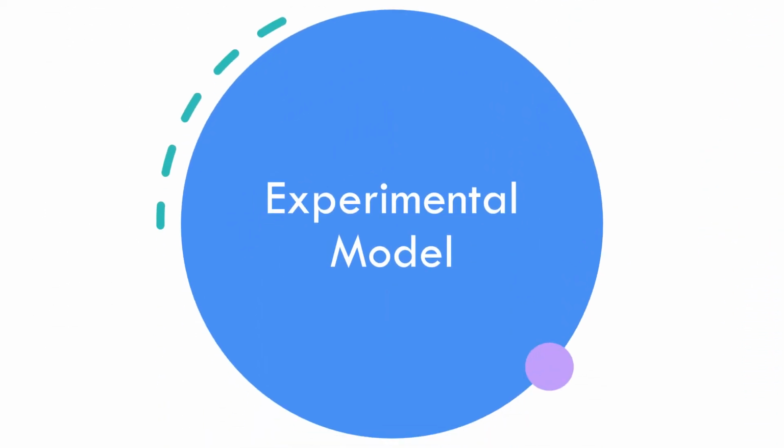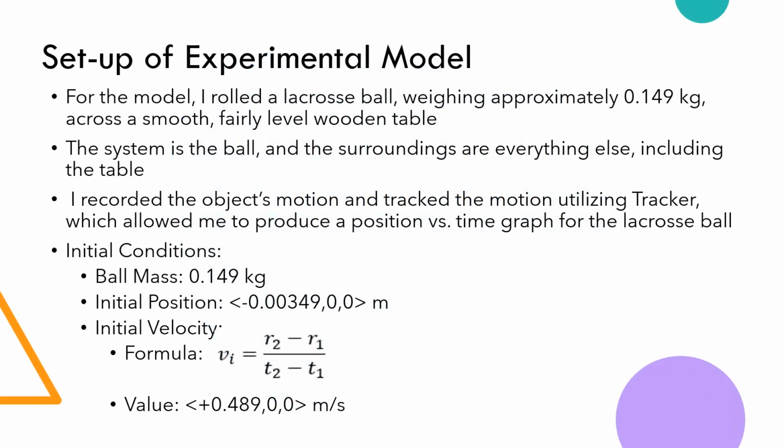First, let's look at the experimental model. For the model, I rolled a lacrosse ball weighing approximately 0.149 kilograms across a smooth, fairly level wooden table. The system is the ball and the surroundings are everything else, including the table. I recorded the object's motion and tracked the motion utilizing Tracker, which allowed me to produce a position versus time graph for the lacrosse ball. Here are the initial conditions I used in both Tracker and GlowScript.